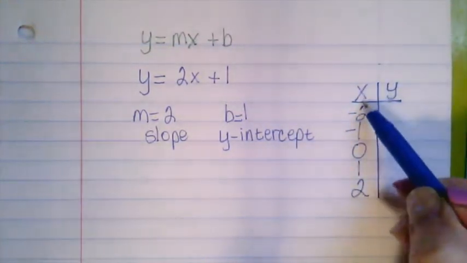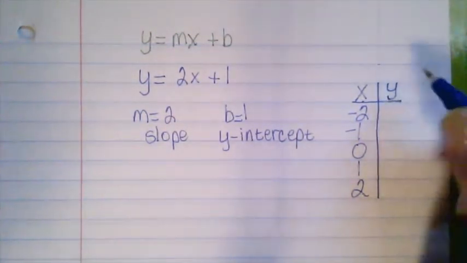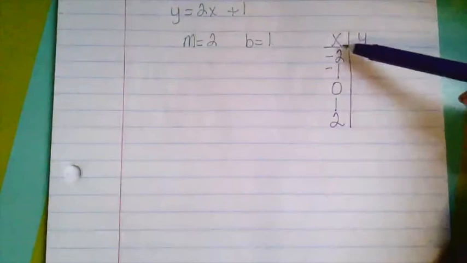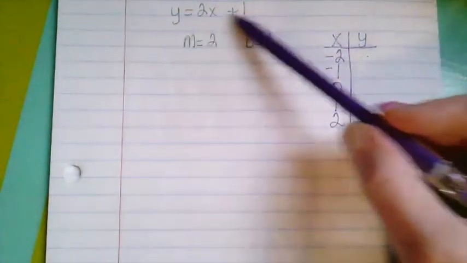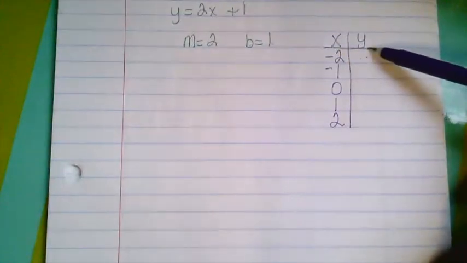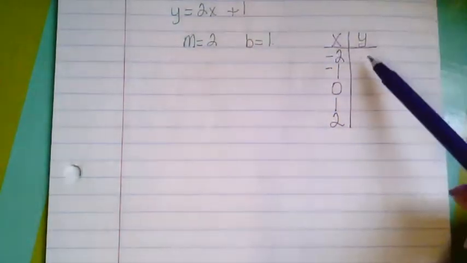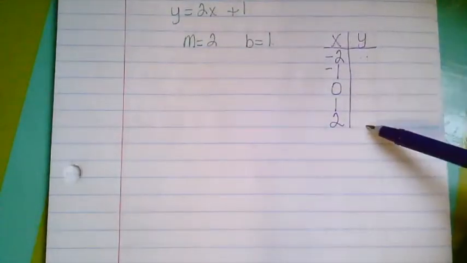And remember, we always start with x and then we finish with y. And what I'm going to do is just plug these values into the equation. This is also called an input and output table because we'll input these numbers into the equation, and then the answer, or the output, will be the y value.